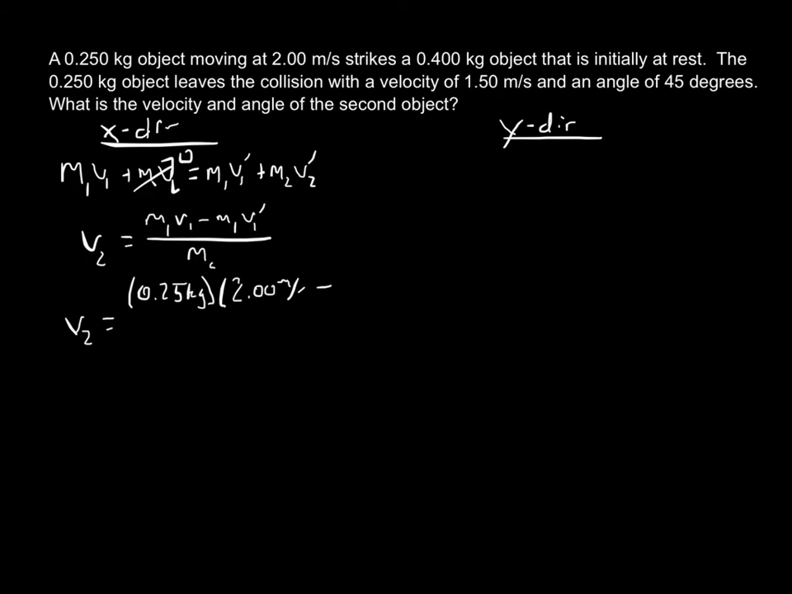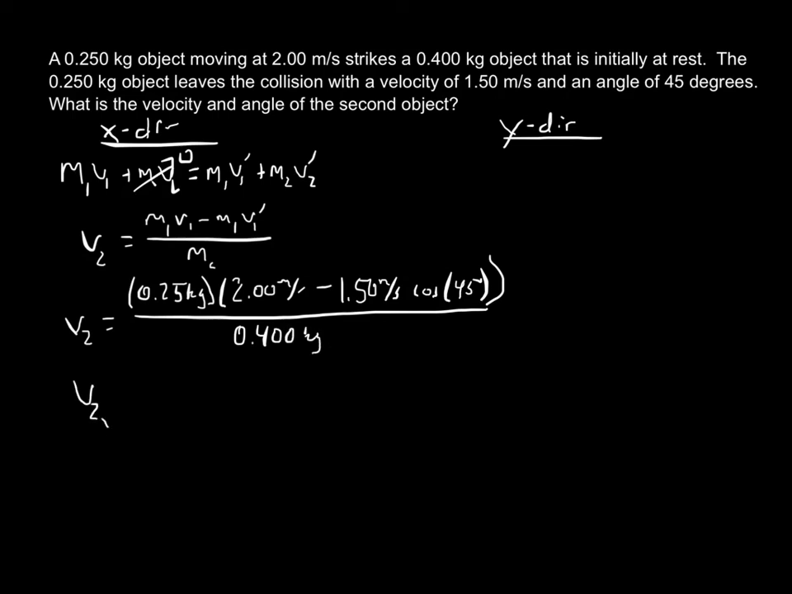Well, don't forget that we're at a 45-degree angle now. And so in my x direction, it's actually going to be the cosine of that. So instead of being the 1.50 meters per second, it's going to be 1.50 meters per second times the cosine of 45 degrees to pull out just the x component of that, divided by my mass of object 2, which is 0.400 kilograms, and velocity 2, and remember this is just in the x direction, prime, is equal to 1.32 meters per second.